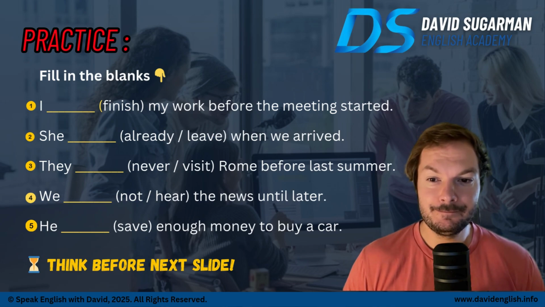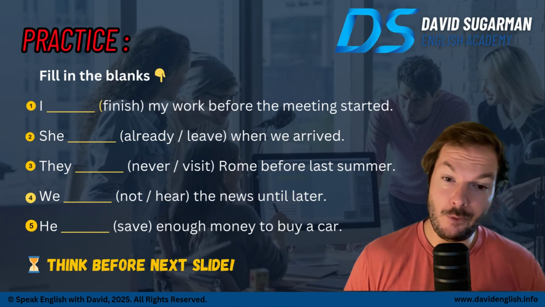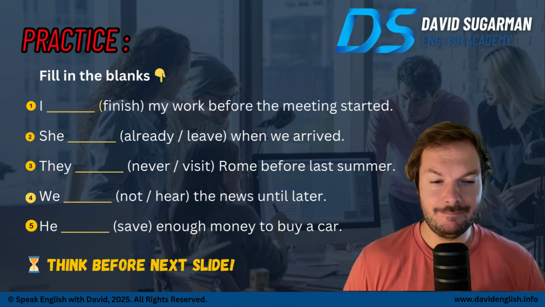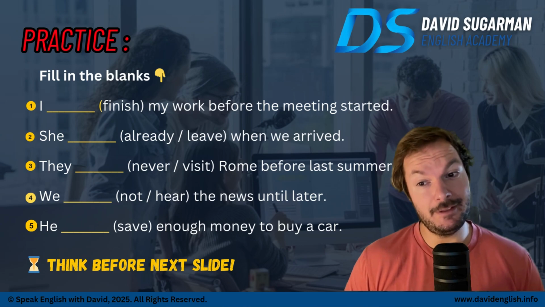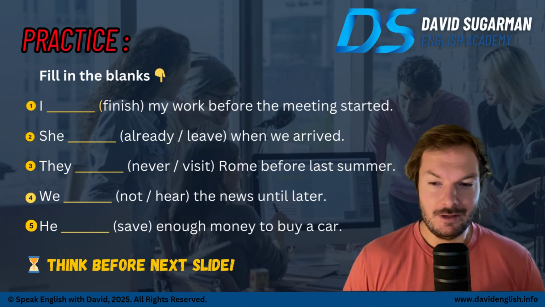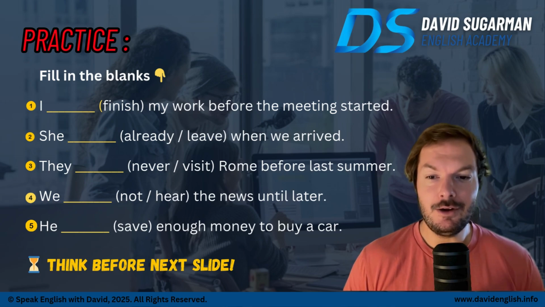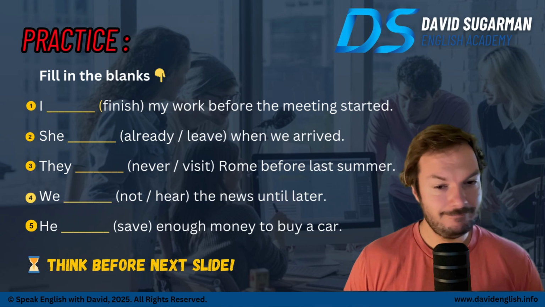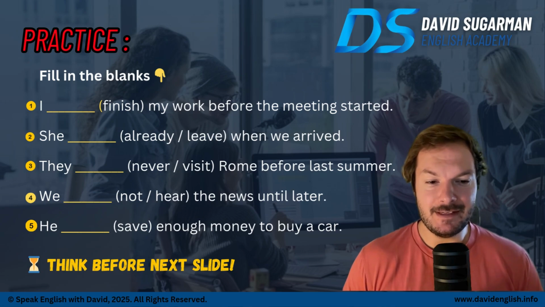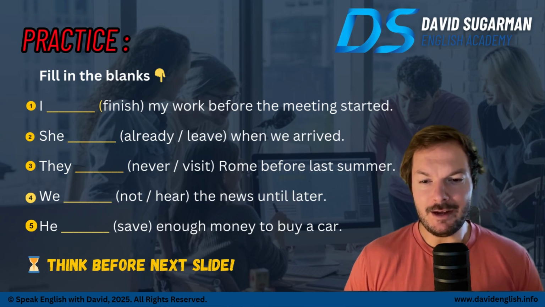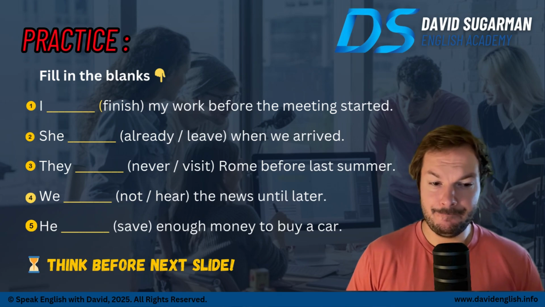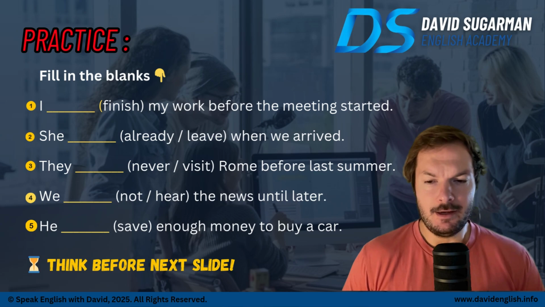Number one, I finished my work before the meeting started. Keyword: before. Before is linking both the sentences together. We know that the first action is the one before. So, number two, she already leave when we arrived. Write down your answer. Number three, they never visit Rome before last summer. Number four, we not hear the news until later. Number five, he saved enough money to buy a car.